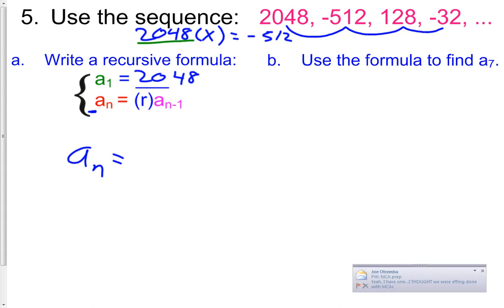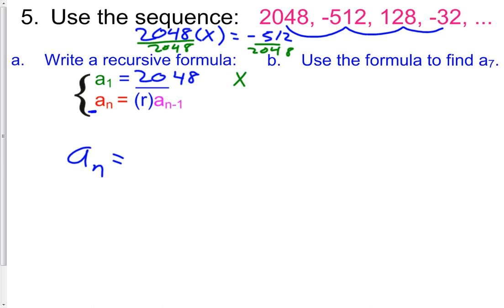Well, we can simply divide by 2048, and then we would get x. So a negative 512 divided by 2048. When you do that, our common ratio, the number that we multiply, is going to be a negative 1/4. A negative 1/4 is our common ratio. So that's going to go right in here.